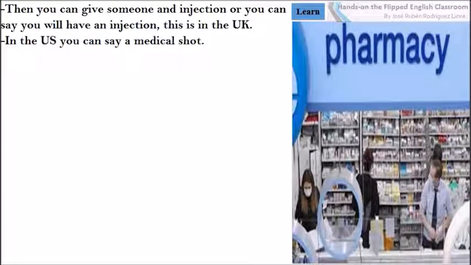Then you can give someone an injection, or you can say you will have an injection. This is in the UK. In the US you can say a medical shot.